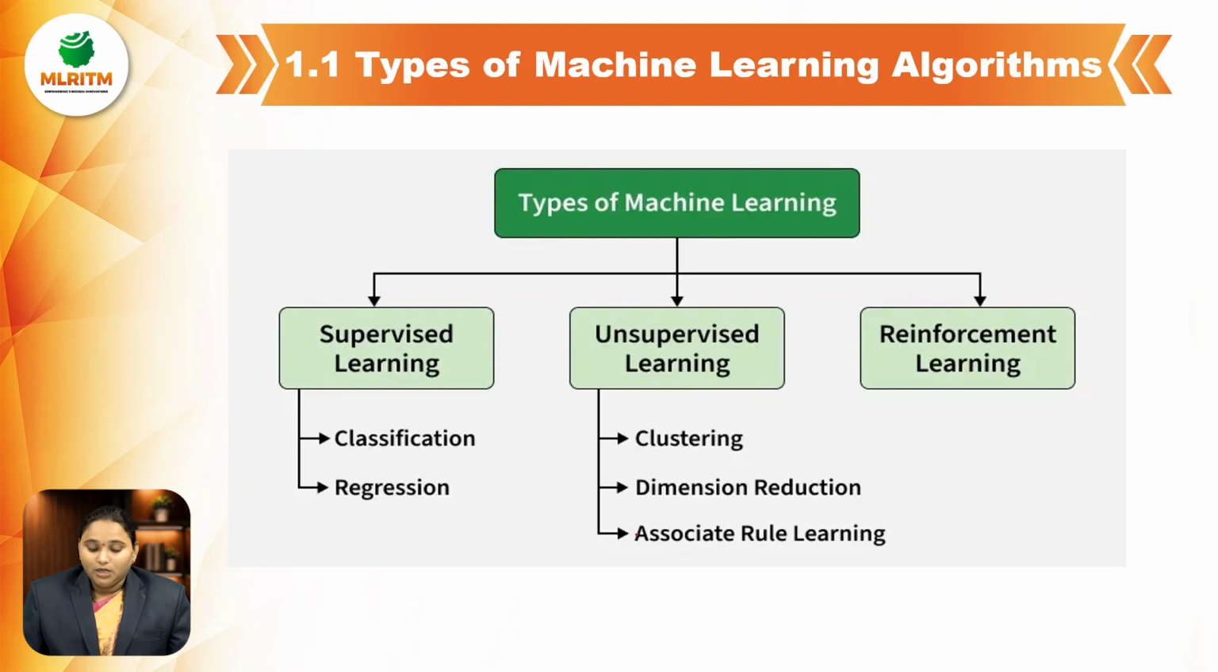Coming to the types of machine learning, we have three types of machine learning techniques. One is supervised, another is unsupervised, and the third is reinforcement learning. In supervised learning, example algorithms are classification and regression algorithms, and in unsupervised learning we have clustering, dimensionality reduction, and association rule.